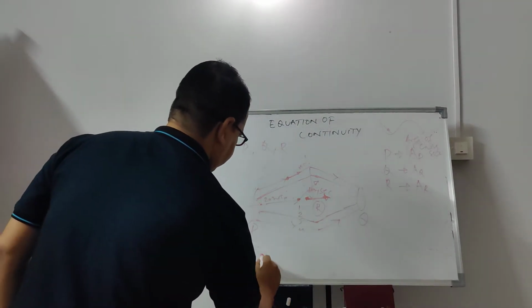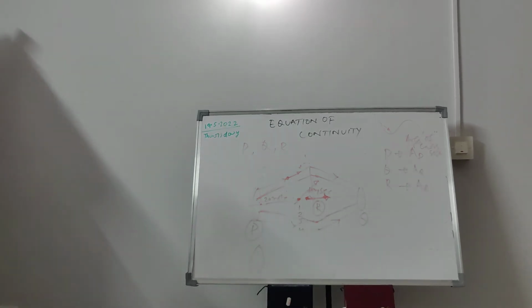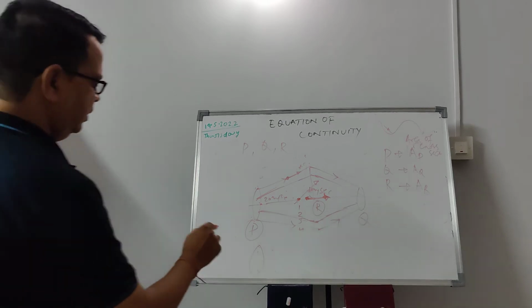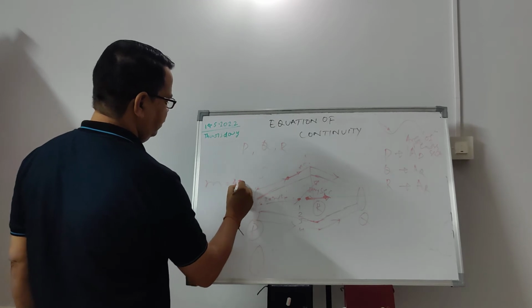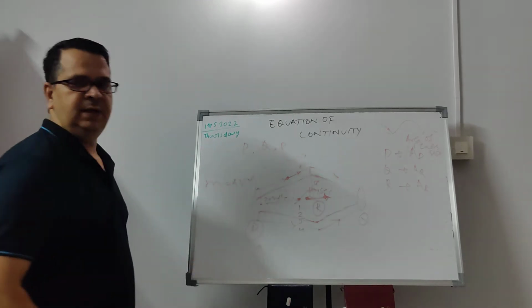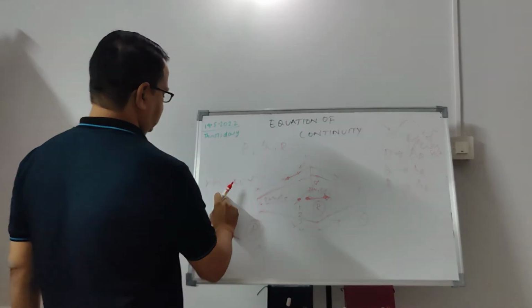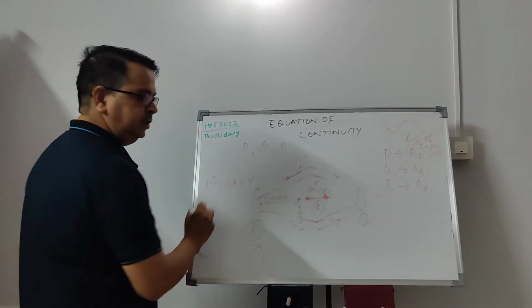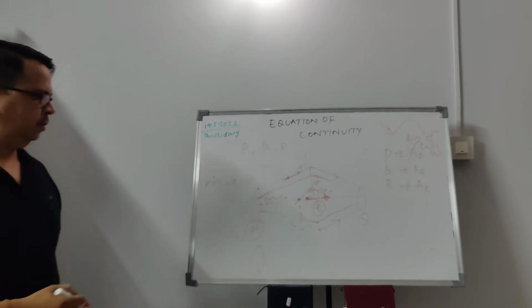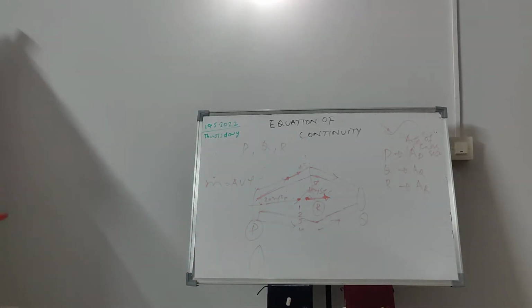Suppose you take the area at P. What is the mass entering or leaving the cross section P at any point of time? What will be the mass? So mass is nothing but your area into velocity into density, because this is your mass flow rate. We say m dot, the mass flow rate, is A into V into rho.